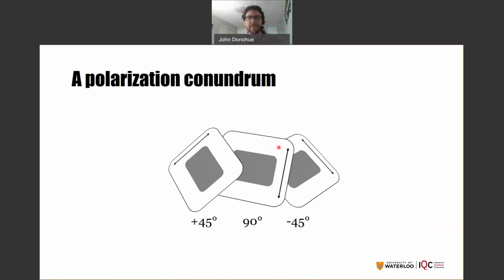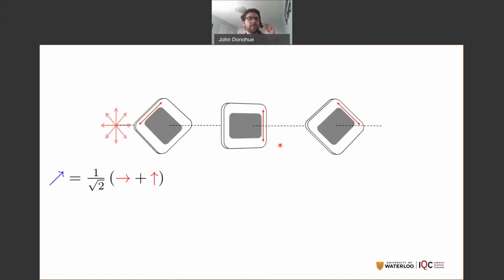What happens if we insert another polarizer here at 90 degrees? So something straight up like this. What's going to happen? So once again, it doesn't really come up on the camera, but if you happen to have a few polarizing filters at home, if you happen to have a big string of sunglasses, you can test it out yourself. So let's analyze it step by step by step.